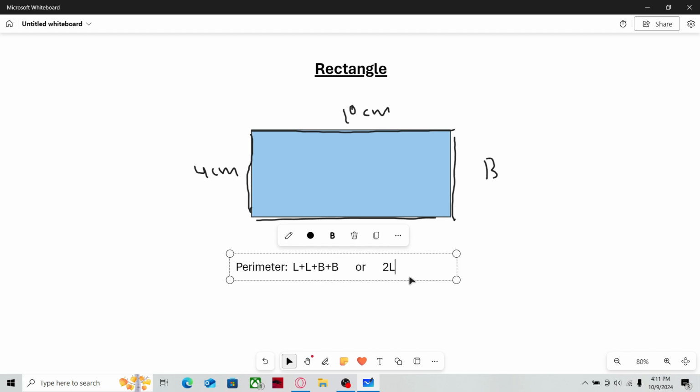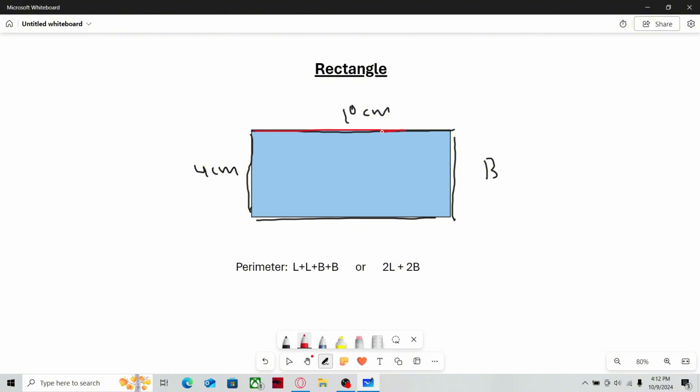2 times L and 2 times breadth. Sorry, 2 times breadth. So what do you see here? In the first method, you can simply just add it, 10 plus 4 plus 10 plus 4. Or you can simply what? 2 times the length.